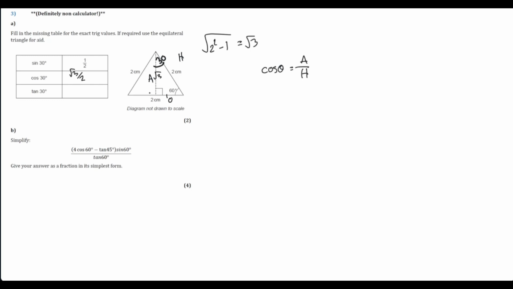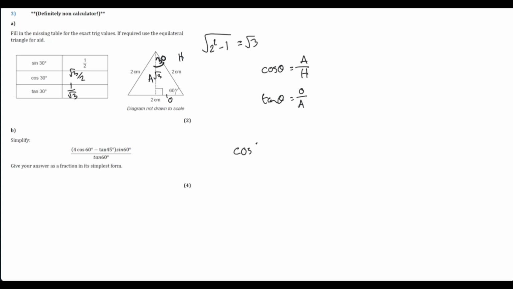Tan 30, same thing here. If you want to work out tan 30, tan theta is opposite over adjacent, so it's O over A, so it's 1 over root 3. Okay, that's done. Part B, we have a fraction here where we need to simplify top and bottom, and we are using exact trig values again.